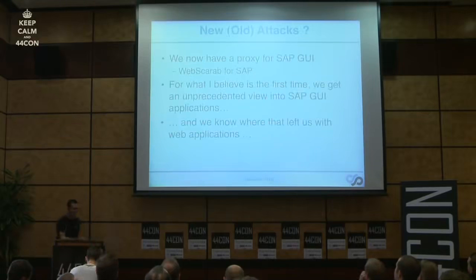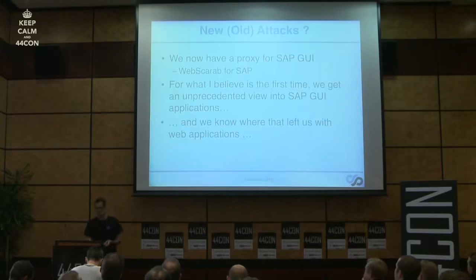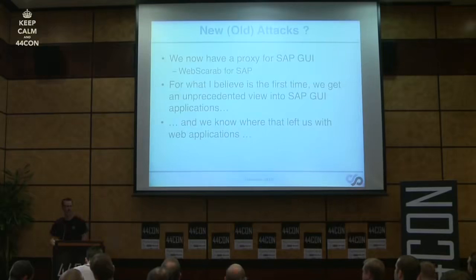Okay, so we've got WebScarab for SAP. WebScarab does not necessarily make web applications vulnerable to issues. I mean, developers do. But the issue is that we've all of a sudden got a way to really easily get into the stream and start exploiting this stuff. So I think it's the first time we actually get such an unprecedented view into SAP GUI applications, and we pretty much know where that left us with all other applications. If you are able to modify stuff which is not being expected, you've got issues.